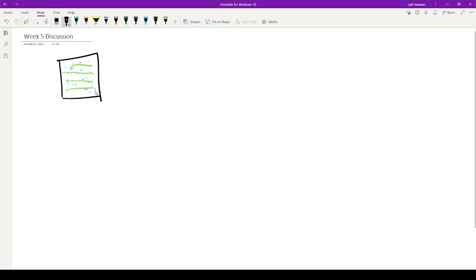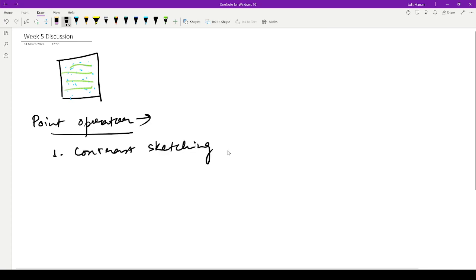Okay. Given this, someone said contrast stretching. Contrast stretching is one of the point operators. Any other point operators that were discussed in class? One is contrast stretching. Thresholding, yeah. What does contrast stretching do?